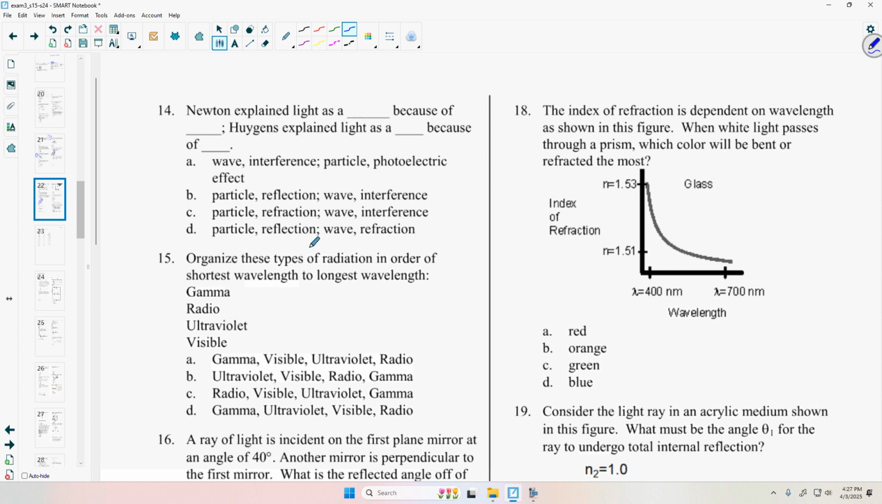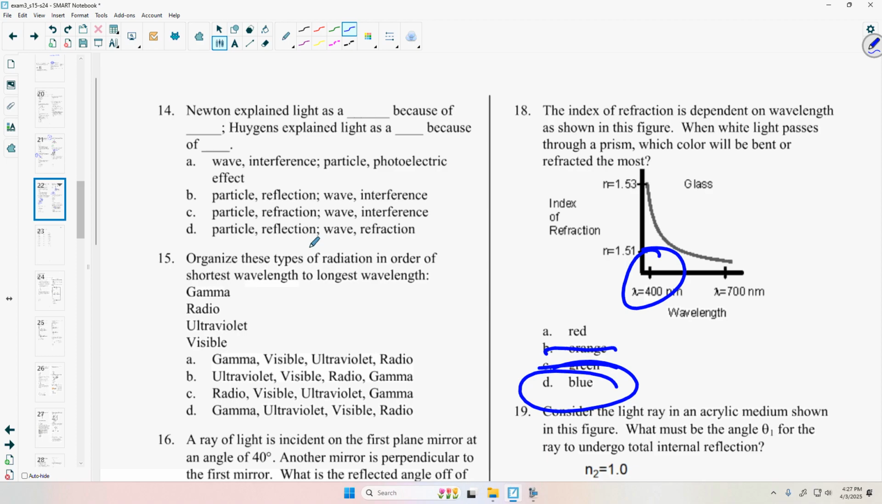When light passes through the prism, the color that is bent the most is the one with a high or low index of refraction? High index. The bigger the index, the more it's going to bend. So the color that will be bent the most will be the color that's 400 nanometers. That means that it's going to be blue. I don't know why I put orange or green. I don't expect you to know that.